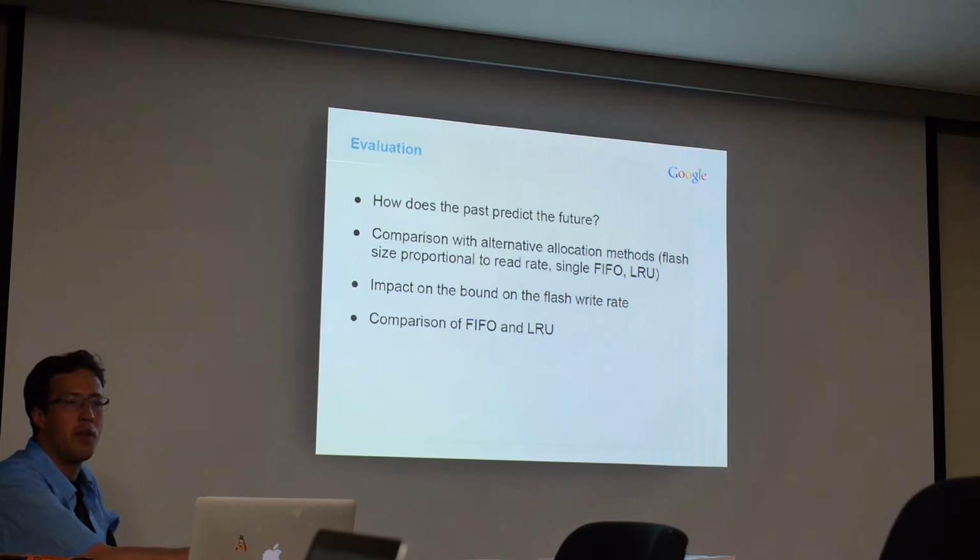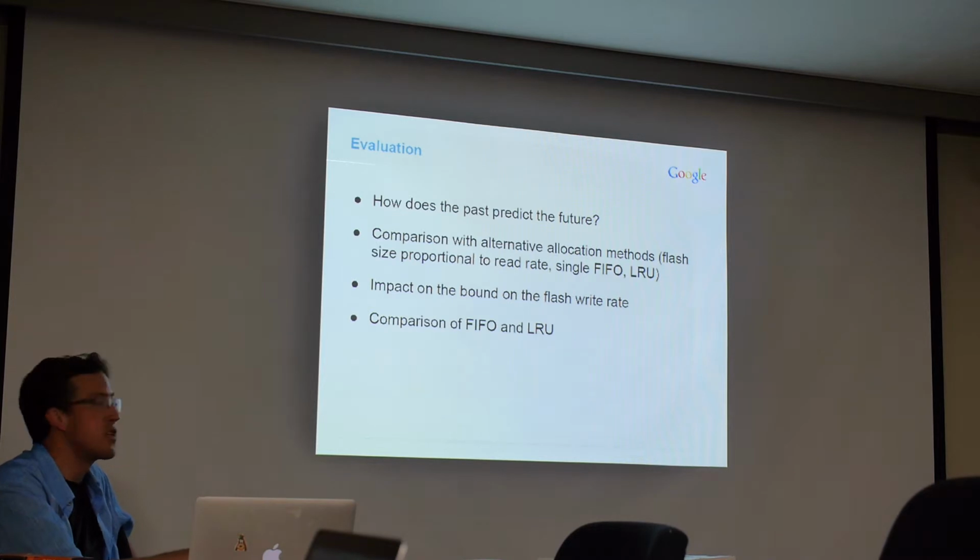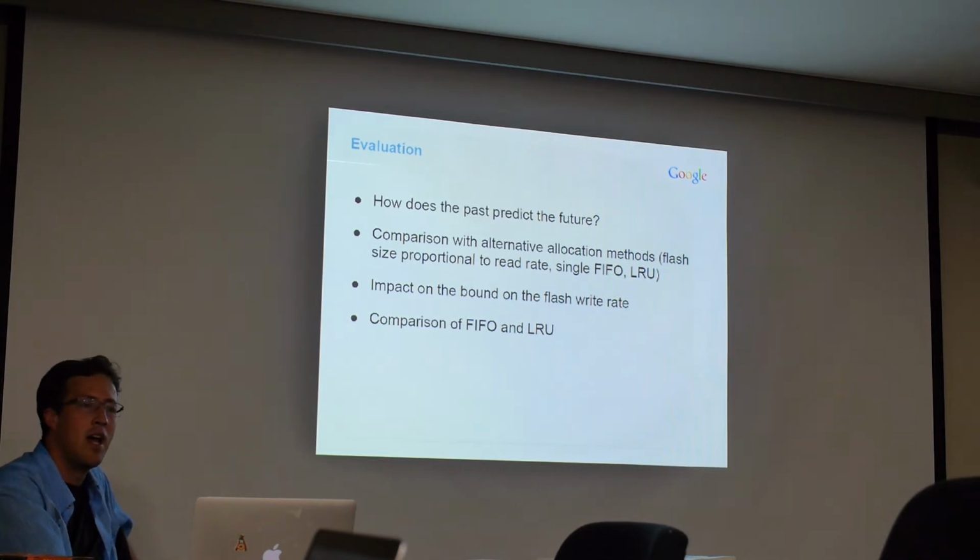We want to compare it with alternative allocation methods. Maybe we could do something simple, right? Maybe we just give people flash proportional to the number of reads they're doing. Maybe we use a single global FIFO for all of the files, or maybe a single global LRU. We also want to understand the impact of the bound on the flash write rate. If we add a bound on the flash write rate, does it dramatically decrease the effectiveness of this system, or are we still able to do a pretty good job with a negligible decrease?